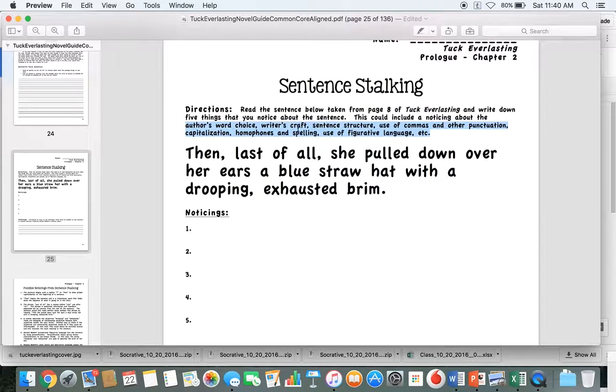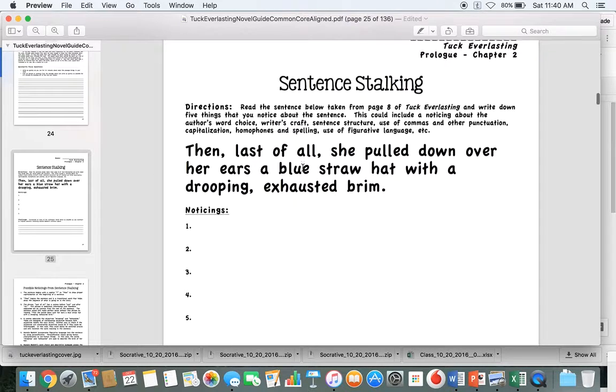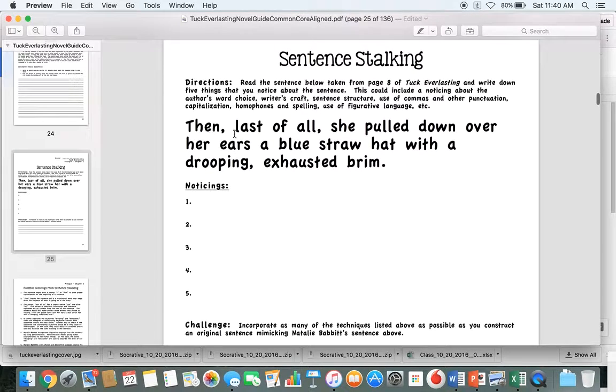Word choice, writer's craft, the structure of the sentence, how they use commas and other punctuation, capitalization, homophone spelling, figurative language, etc. So it's one sentence that you're looking at, and you are trying to see what all you can notice from the sentence. Here's an example, okay? So the sentence says, "Then, last of all, she pulled down over her ears a blue straw hat with a drooping, exhausted brim."